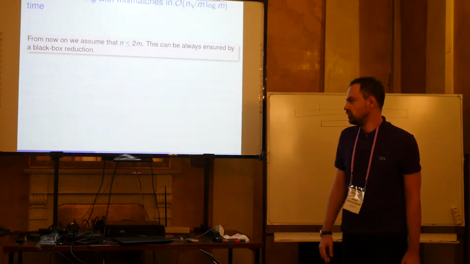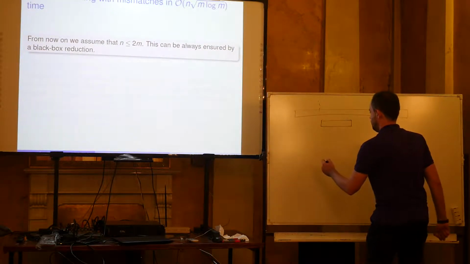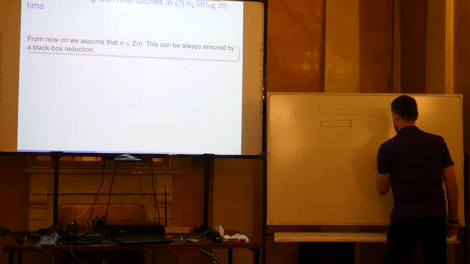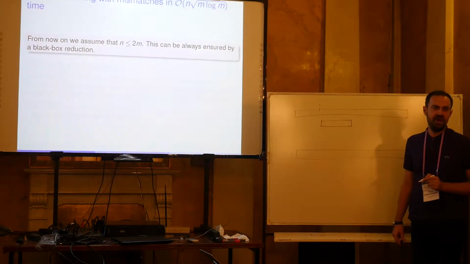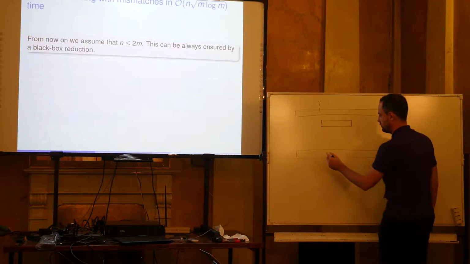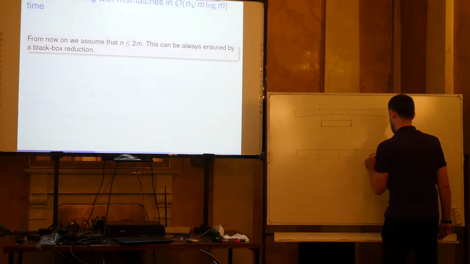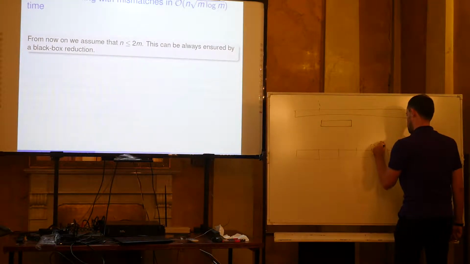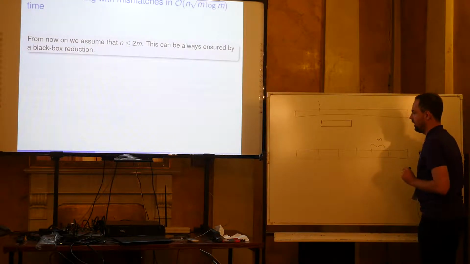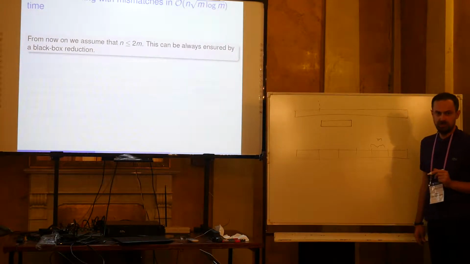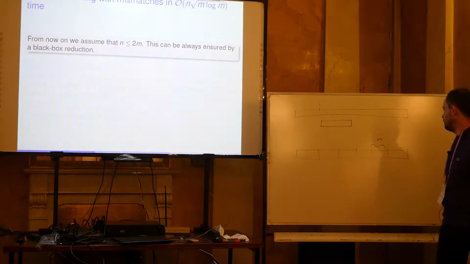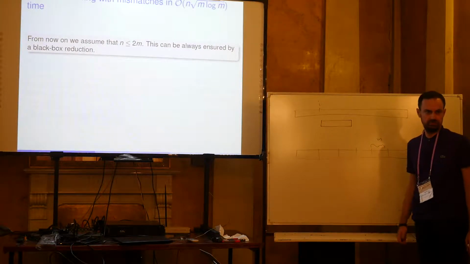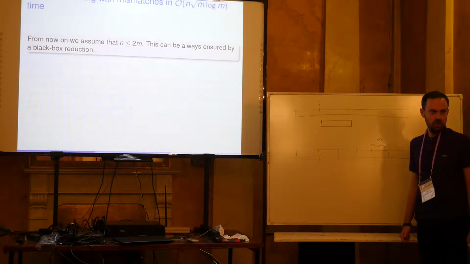So what I do is a very simple thing. I take my text and I partition it into blocks of length m. I just cut it into blocks of length m. And now I observe that any occurrence of the pattern, any alignment, is fully contained in two consecutive blocks, right?